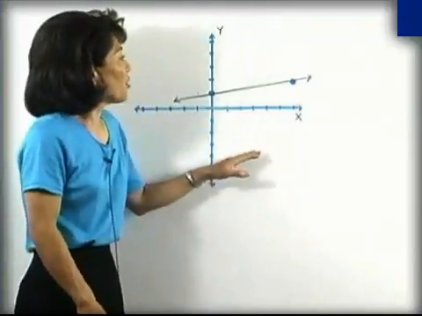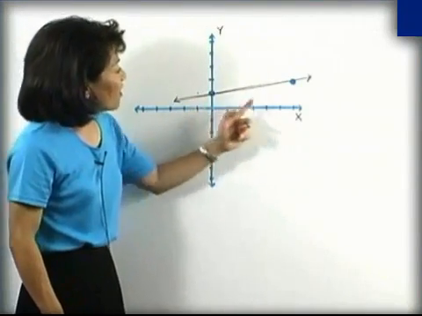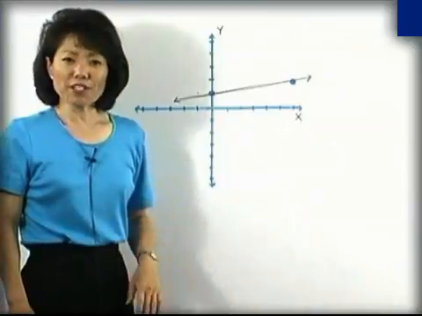Now, what we're going to do in this section is instead of starting out with the equation and graphing the line, we're going to start out with the graph and see if we can write the equation of the line. Let's look at our first graph. Here again we have our coordinate system, our x-axis and our y-axis. We want to find the equation of this line, this graph. Well, how are we going to do that?